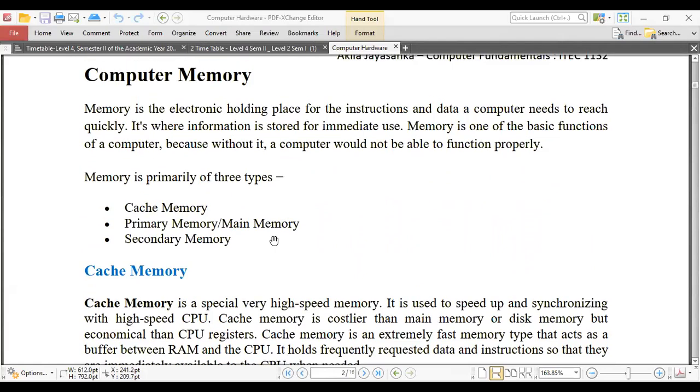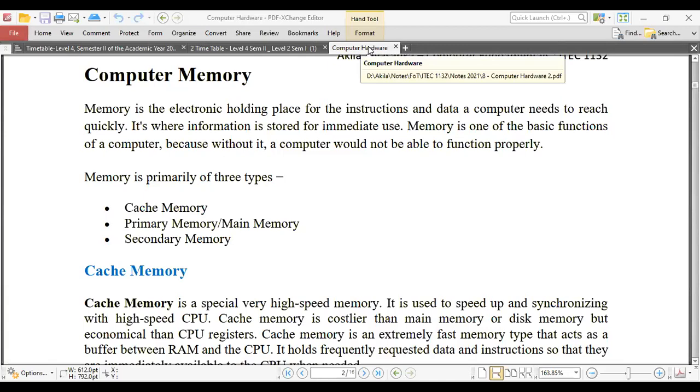Right, children. So memory is the electronic holding place for instructions and data. Through using the input devices, the user is going to insert outside world information and data, and their instructions, to the computer. Then everything that is going to be inserted into the computer must be stored somewhere.